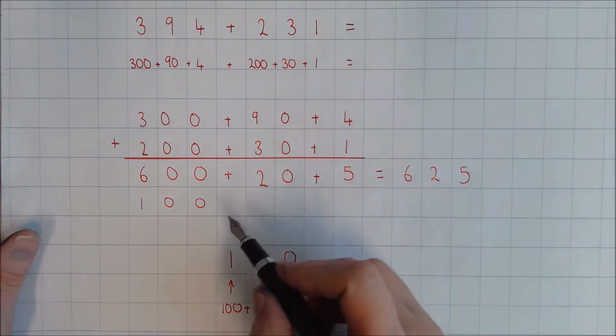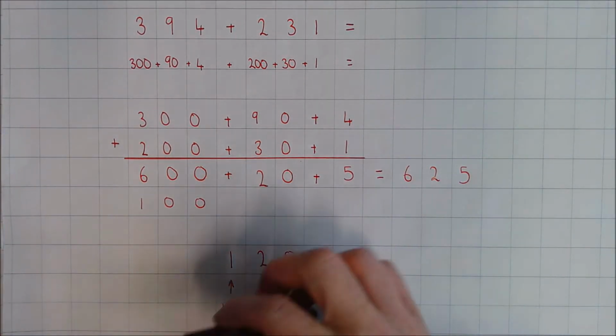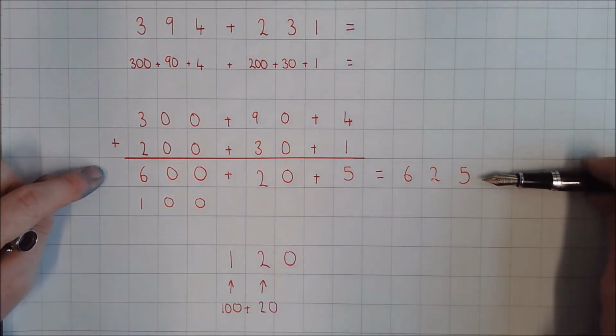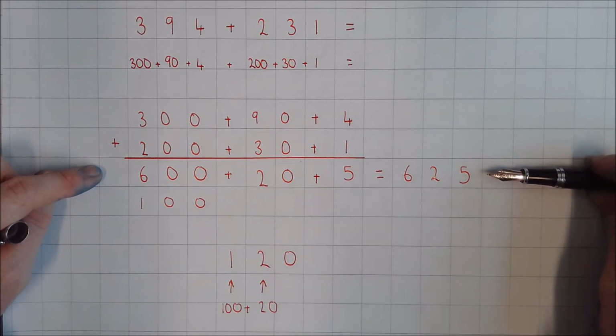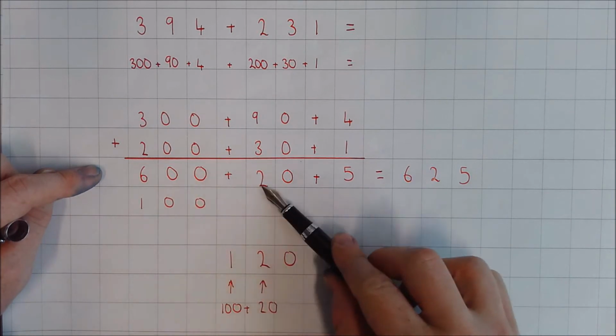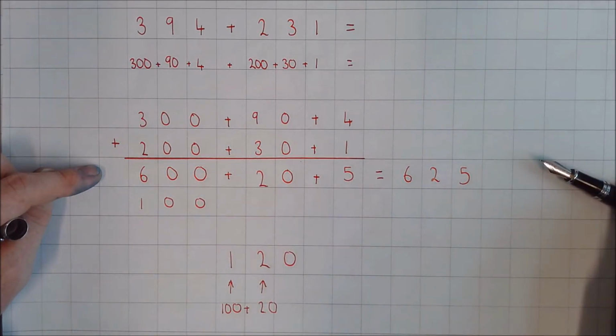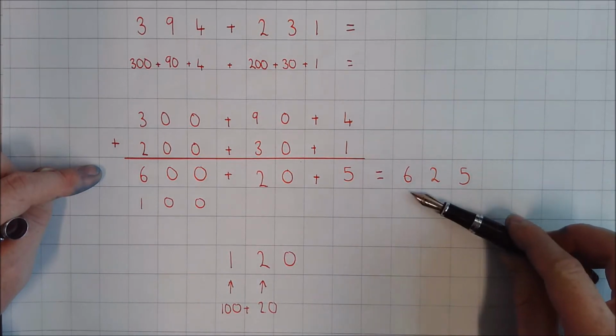So here's my calculation. If we look at this row, which numbers are my addends? That's right, the 600, the 20 and the 5. So which number's the sum? 625.